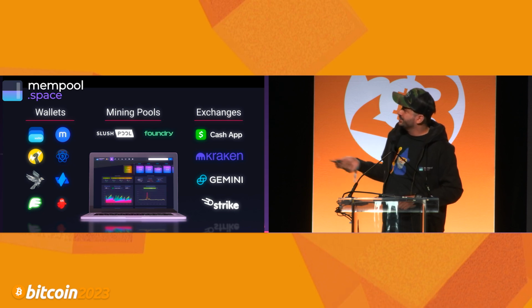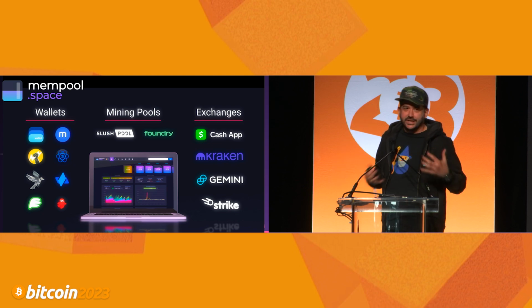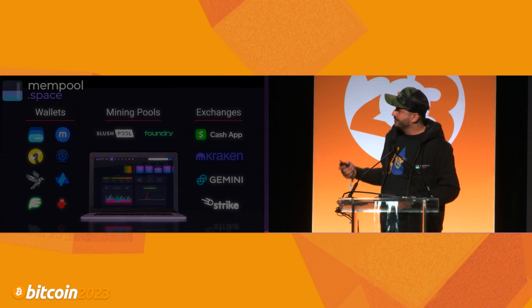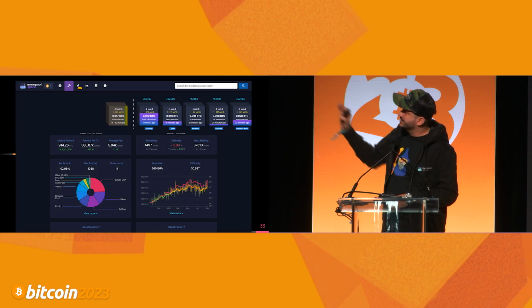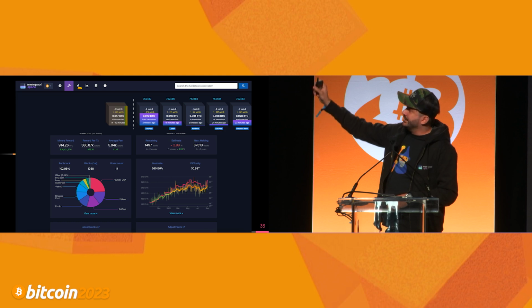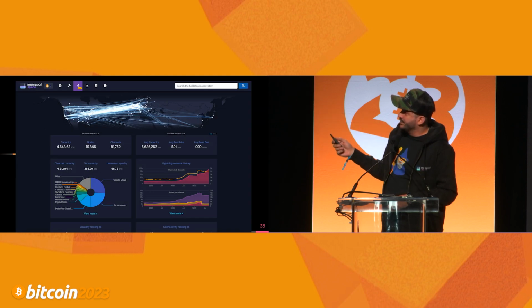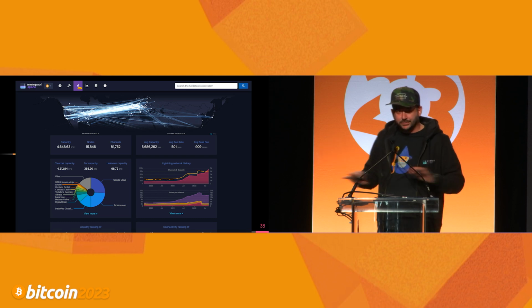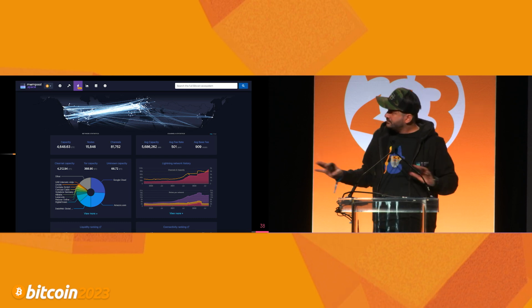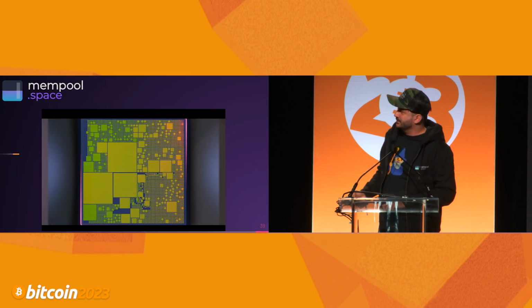Every wallet, every exchange, every mining pool is integrating with the project in some way, shape, or form, and it's a huge responsibility. We recently rolled out the mining dashboard and also a lightning dashboard, so now we've kind of accomplished the initial goals of creating this multi-layer ecosystem.